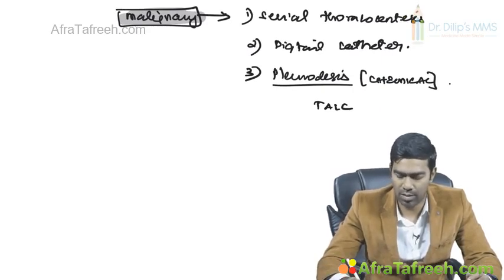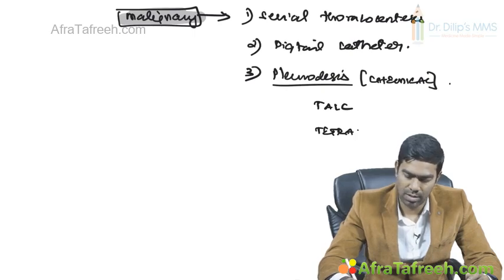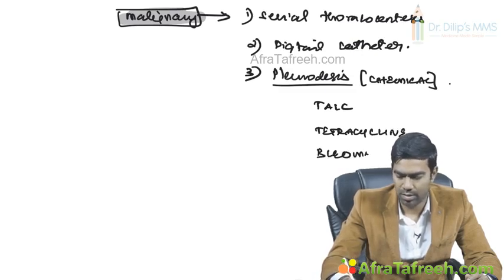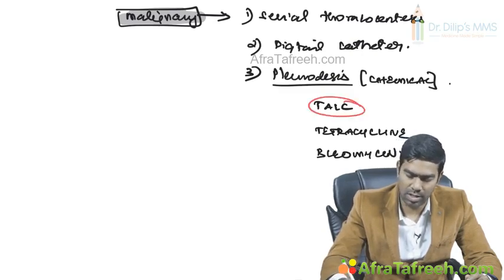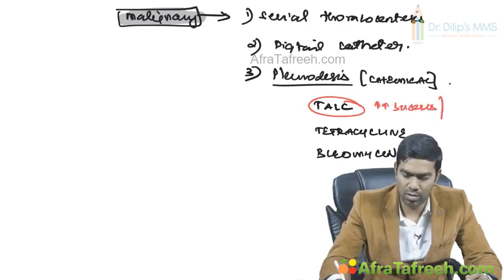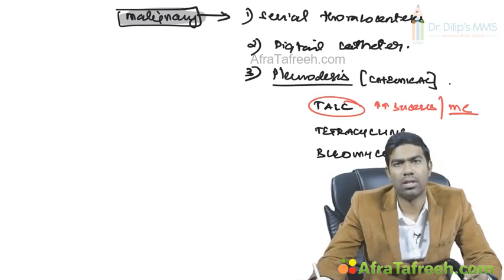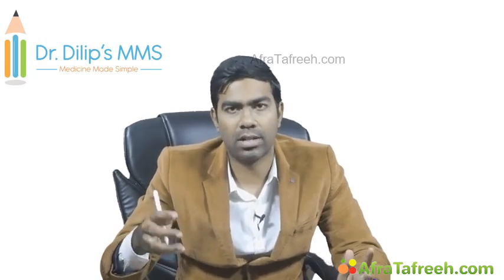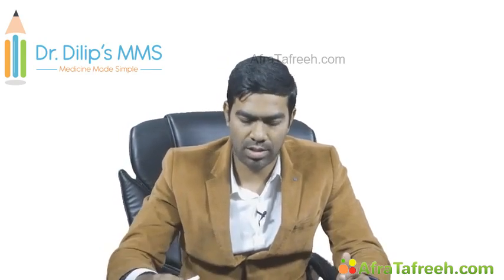So pleurodesis-wise, 3 things can be tried. One is talc, second one is tetracycline. Typically, we use doxycycline for that purpose, and the third one is bleomycin. Let me write again, tetracycline and bleomycin. Among the 3, talc has the highest success rate, and it is also the most commonly used pleurodesis agent. Clear? And decortication is also an option, but in malignancy patients, we don't generally try decortication.